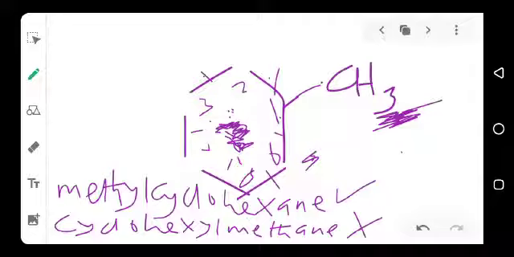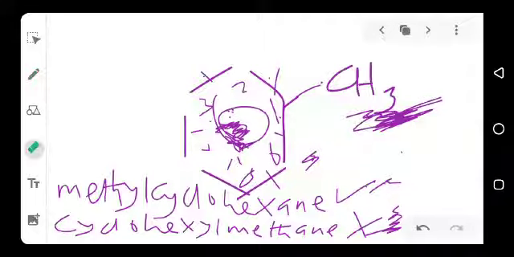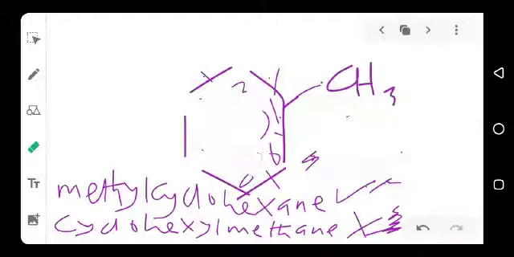So it would be wrong for any person to say that the name of this is cyclohexamethane or any other thing. So this one is wrong. This is the correct form for it. So you should not name this ring before you name the substituents. Okay? So that is it.